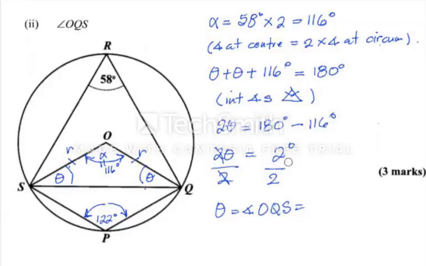So the angle here is actually 64 degrees. So this angle, 180 minus 116, that's 64 degrees. Divide both sides by 2, you're going to get 32 degrees. So angle OQS is equal to 32 degrees.